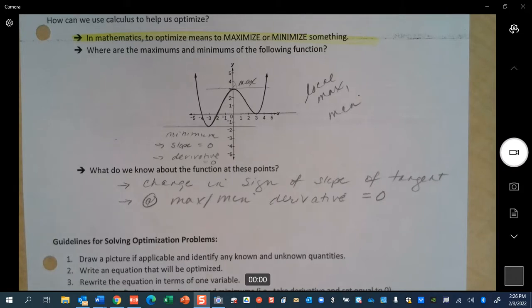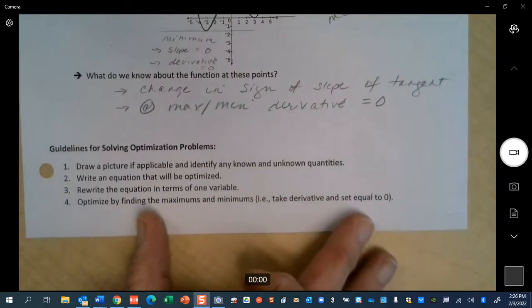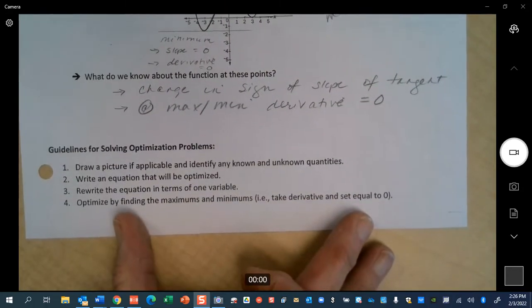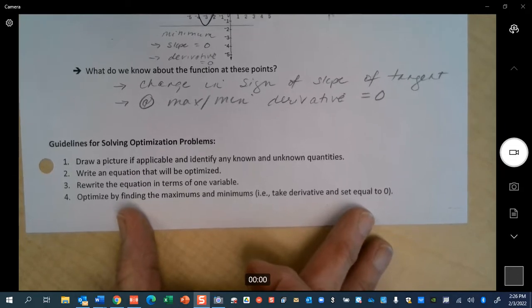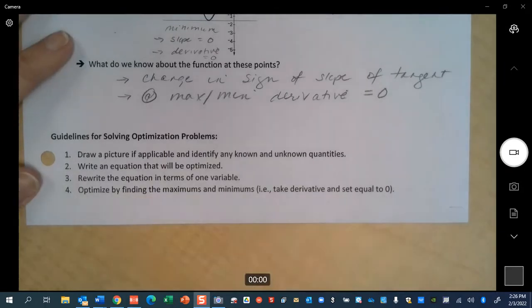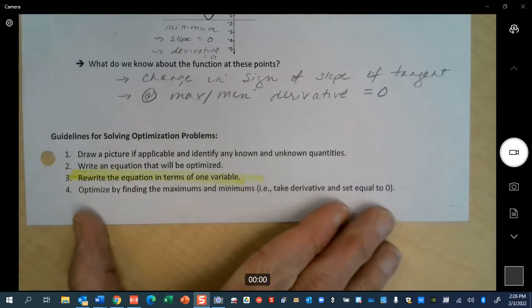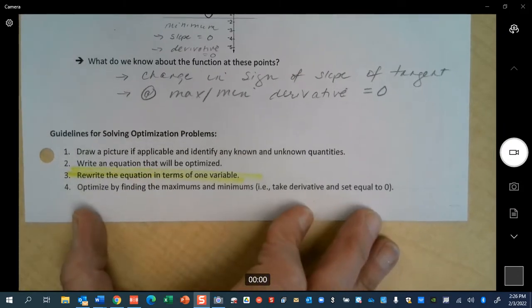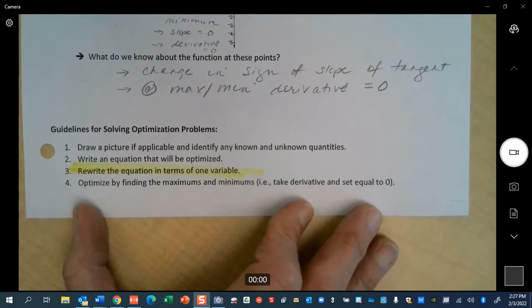All right, so our guidelines for solving problems: we're going to draw a picture if we can, because pictures help us see things. We're going to identify any known or unknown quantities. We're going to write an equation that needs to be optimized, and then rewrite the equation in terms of one variable. This becomes super important because when we go to figure out that optimization, we're only looking for one derivative at a time, one rate of change. We're going to optimize by finding our maximums and minimums, taking that derivative and setting it equal to 0.